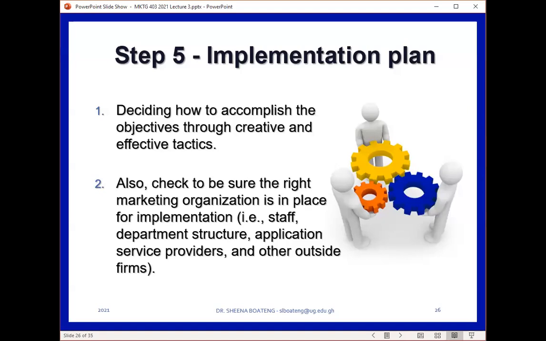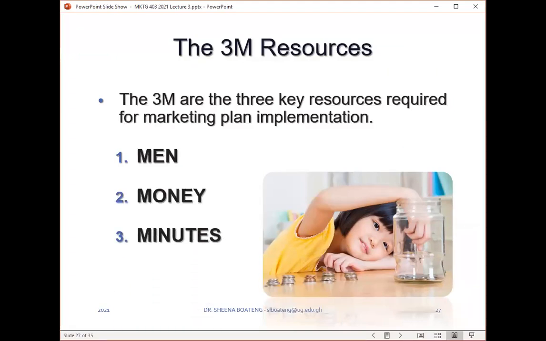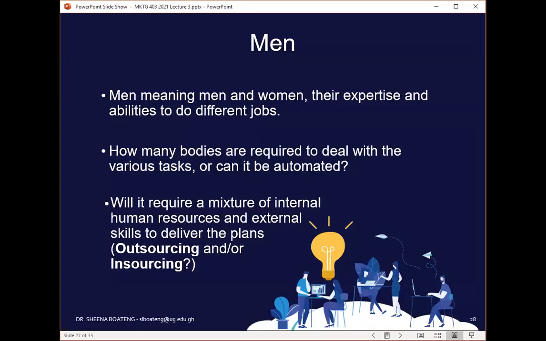Now, in terms of the implementation level of the e-marketing plan, we can talk specifically about the 3M resources, which detail the key resources that you need to be able to implement your marketing plan effectively. The first one being men, the second one being money, and the third one being minutes. Now we'll take them one after the other.